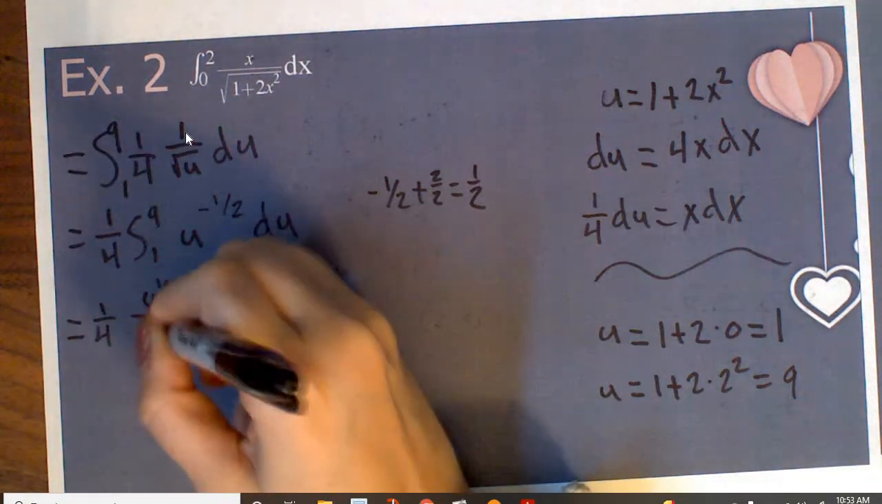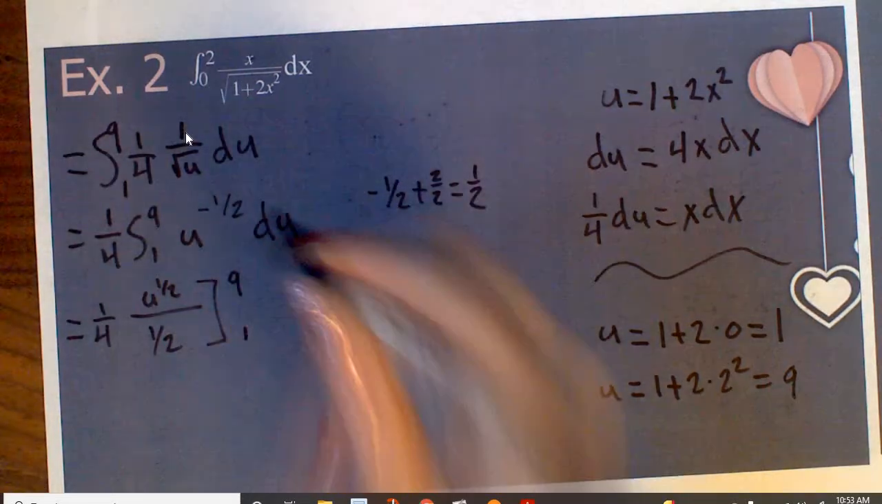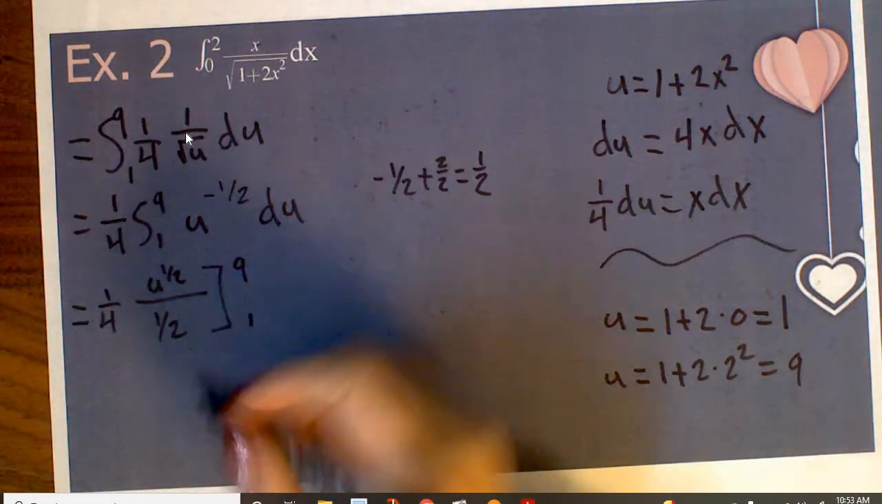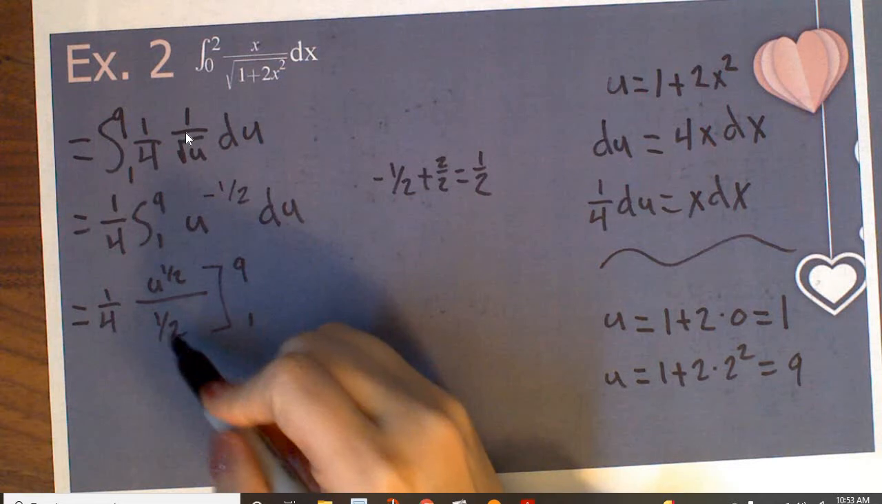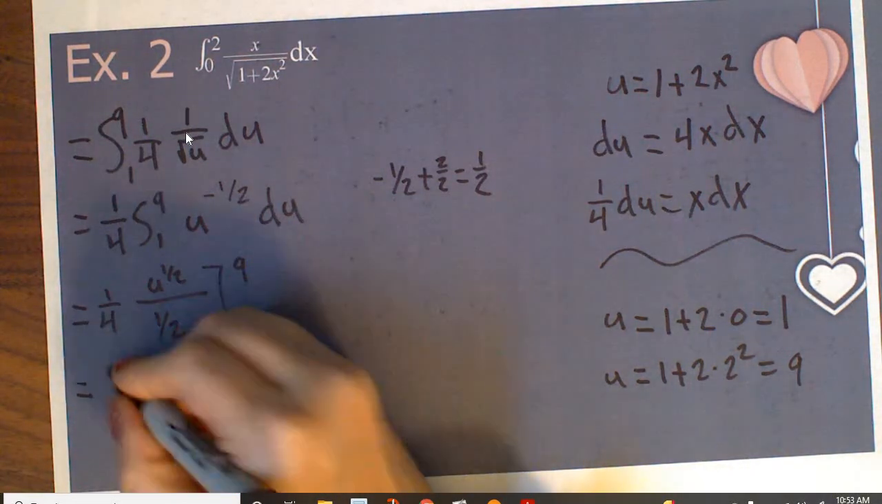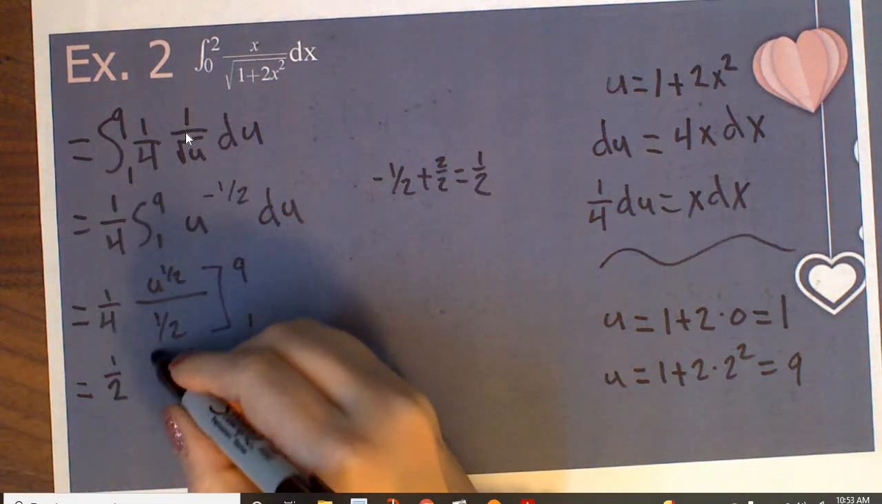And then we need to divide by our 1/2. We're integrating from 1 to 9. And remember that since I went ahead and switched my bounds, we don't have to plug in for x, which is nice. Remember that dividing by 1/2 is the same thing as multiplying by 2. 1/4 times 2 is going to give us a 1/2 on the outside.